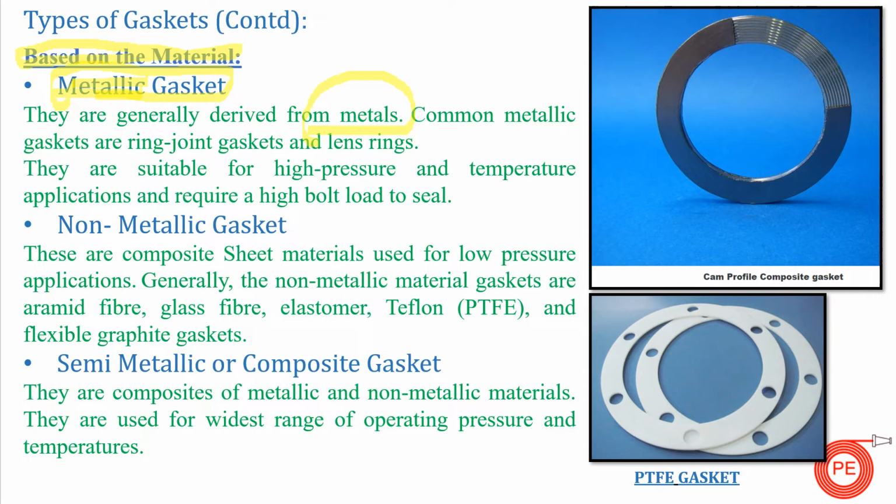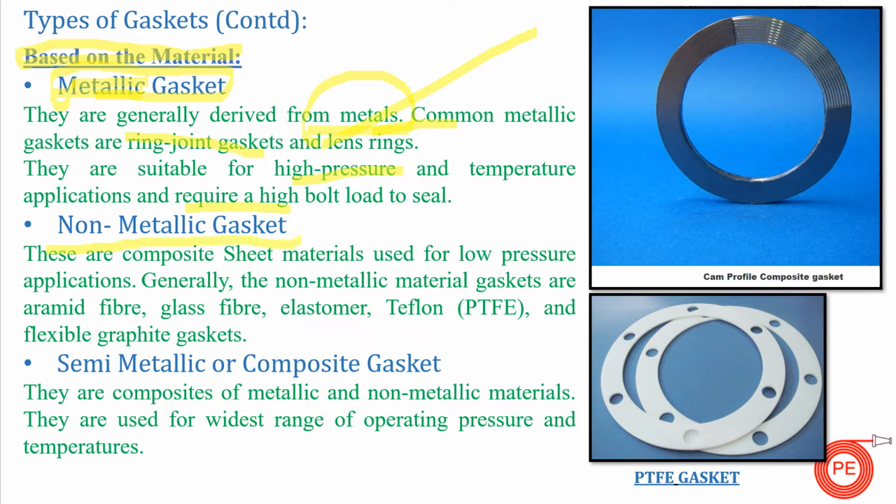So common metallic gaskets used are ring joint gaskets and lens rings. They are suitable for high pressure and temperature. Why? Because metals generally don't deform and may take high pressure and high temperature because of their strength. So this type of gasket is basically used where the system requirement is to resist high pressure and high temperature.